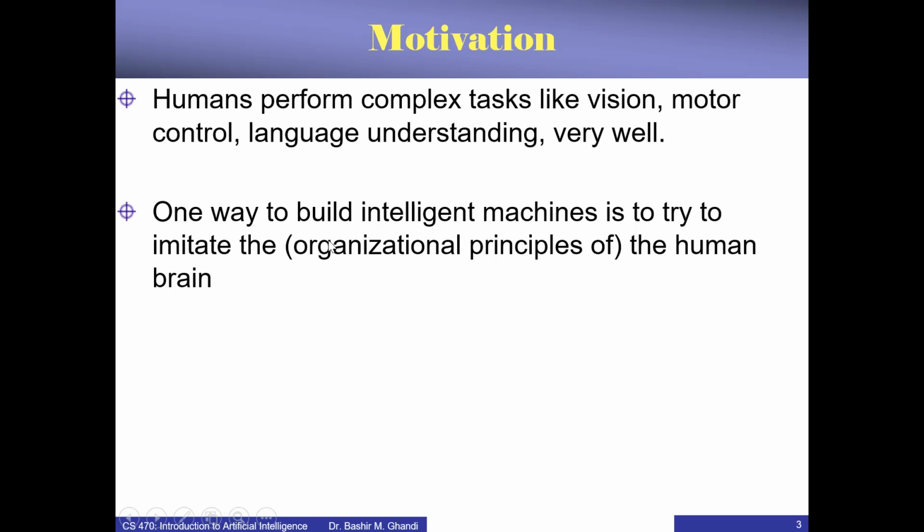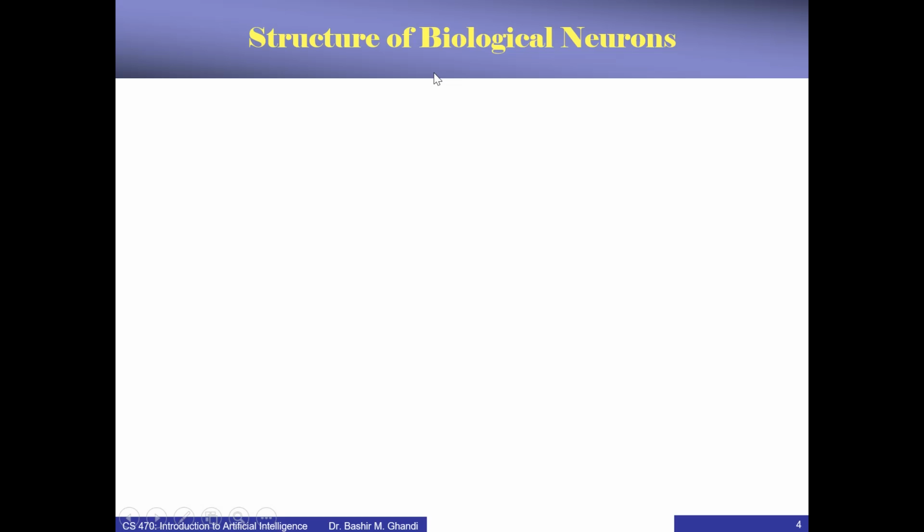All right, so one way to build intelligent machines is to try to imitate the organizational principles of the human brain. So let us look briefly, therefore, at the organizational principle of the human brain by first looking at the structure of biological neurons. How are they actually structured?